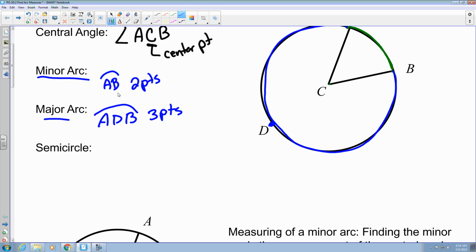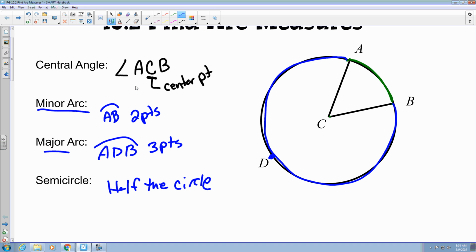And then the last term should be pretty familiar. It's semicircle, which means half the circle. That means we're talking about an arc with endpoints that would be considered the diameter. So let's say I made a line here, we'll call this X, we'll call this Y, and we know that it goes through the center point C. So we could say that arc XY is a semicircle, or XDY or something like that.